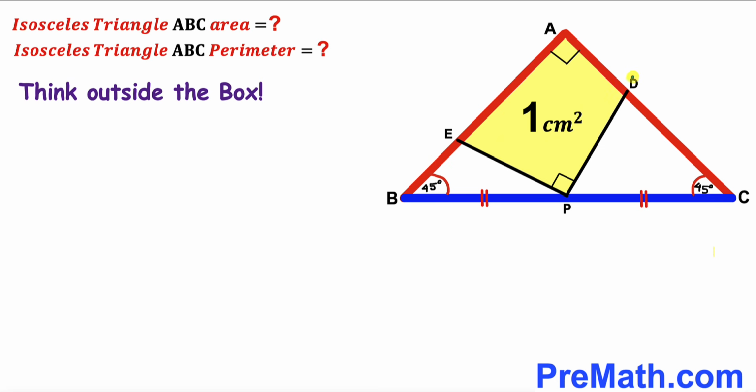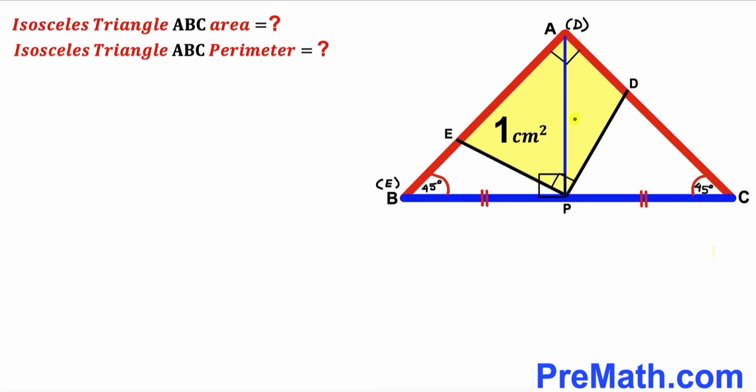So I am going to move this point D all the way to point A, and likewise I am going to move this point E all the way to point B, such that this angle EPD is going to stay 90 degrees, as you can see in this next step. And here our angle is still 90 degrees.